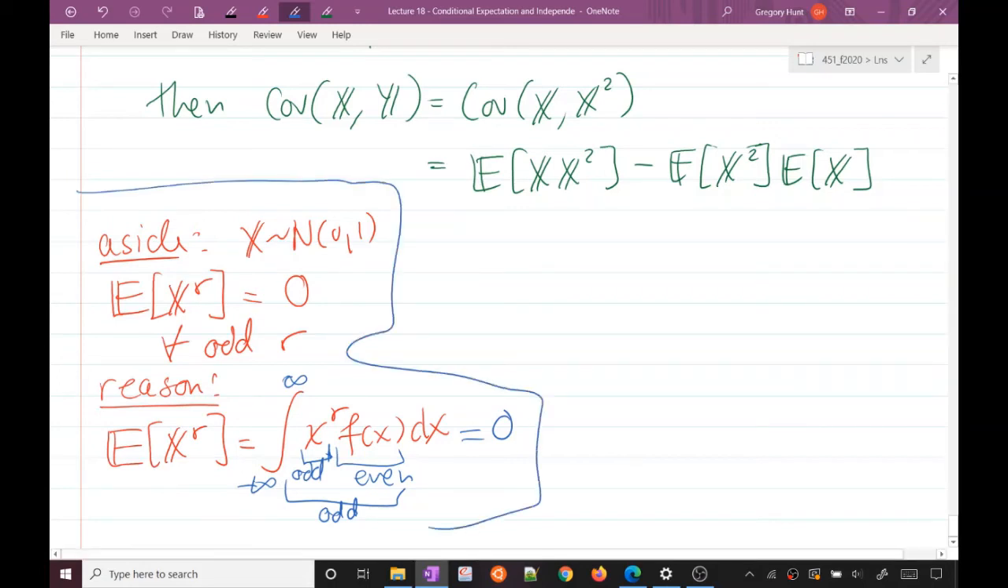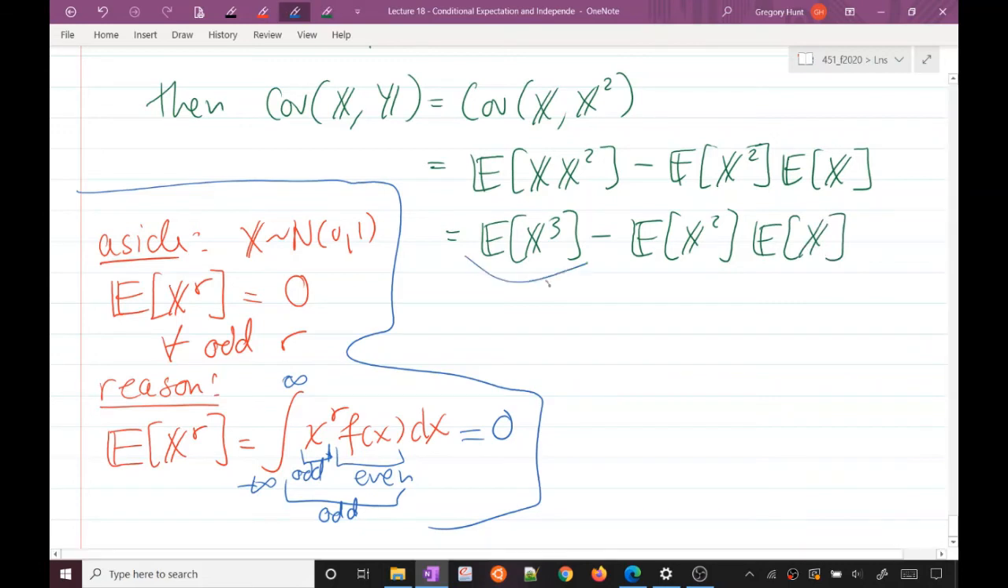So in this case, our covariance ends up being expected value of x cubed minus expected value of x squared times expected value of x. And that is 0, the cube is 0, and that is 0, so the whole thing is 0. So my covariance of x and y is 0.